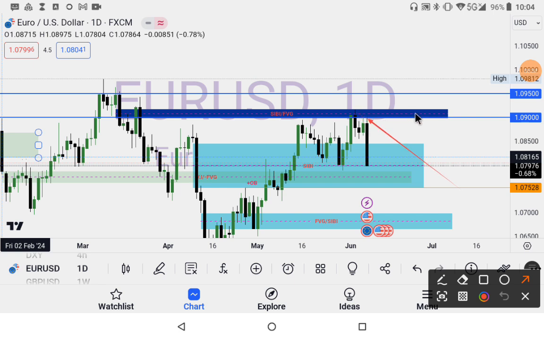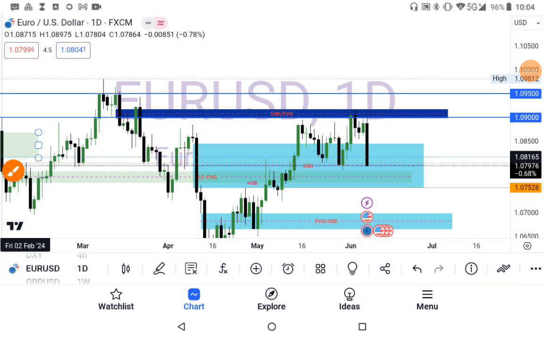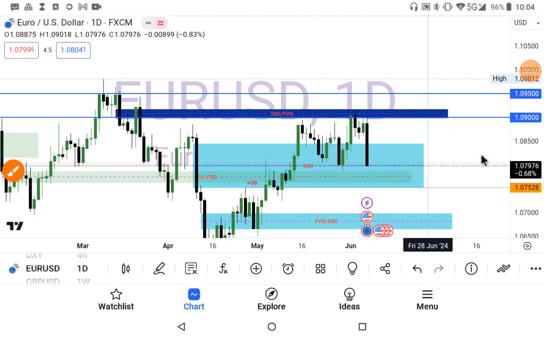Then we see a movement. We should see a further movement into 1.07528. So that is that on Euro USD.